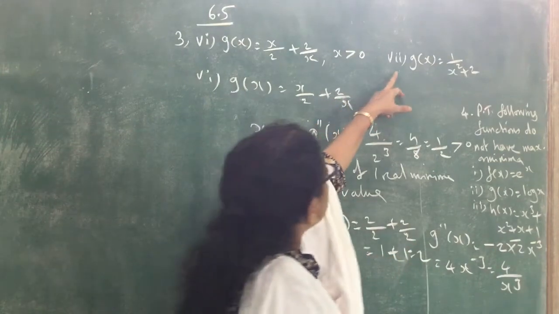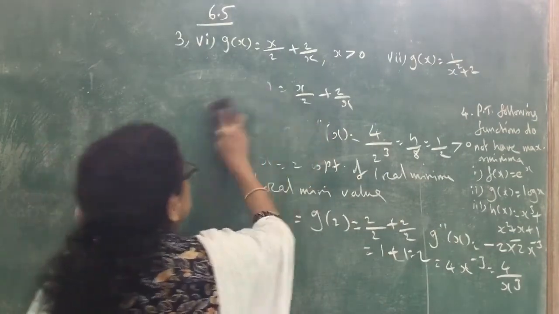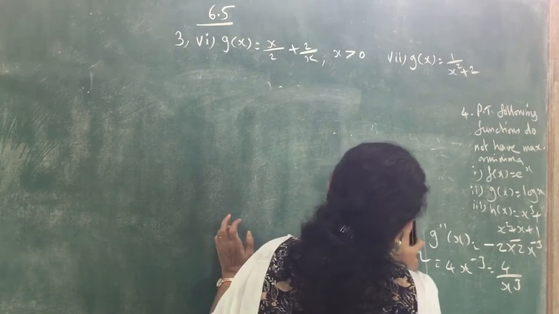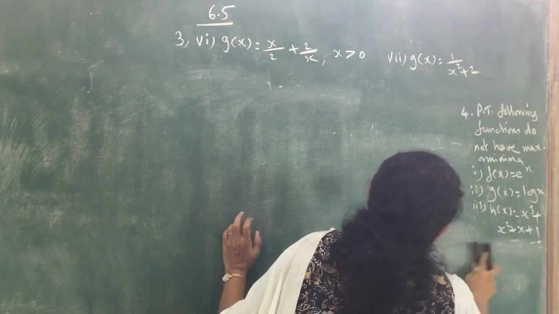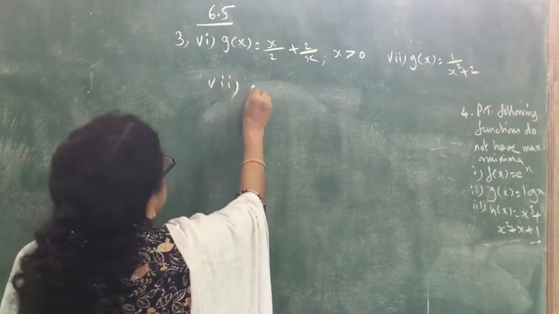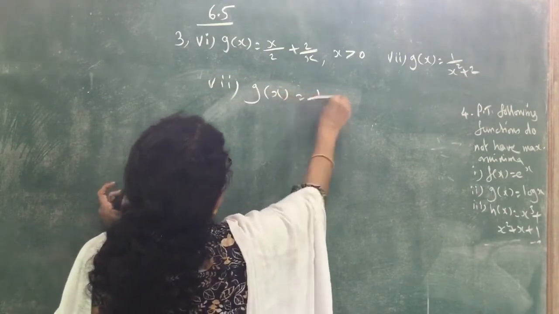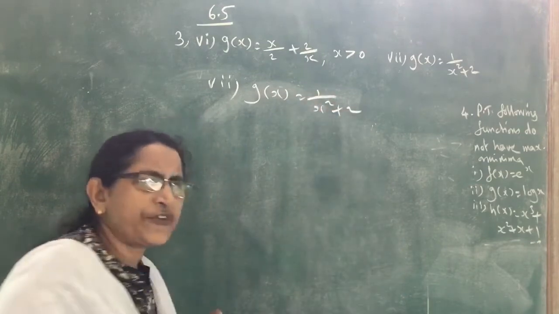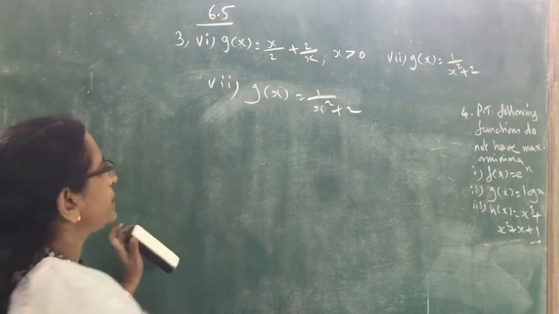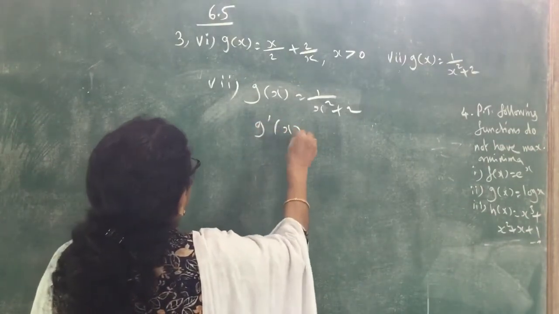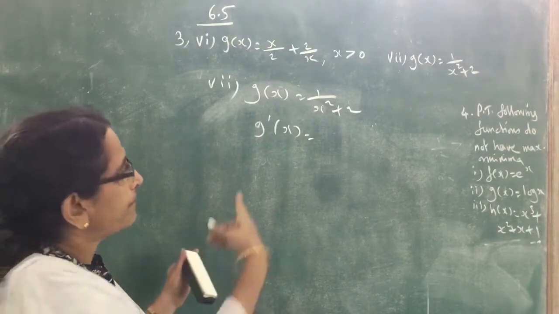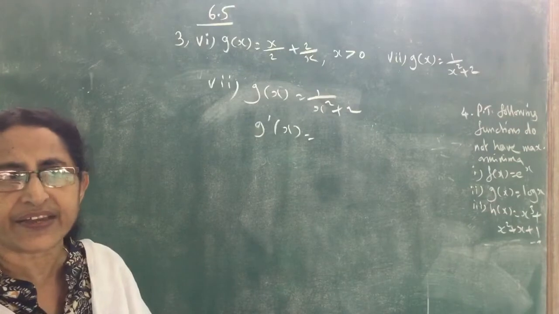Now the 7th one. G of x equals 1 by x square plus 2. We have to find the point of local maxima and local minimum. First we have to find the first derivative, g dash x. We know the derivative of 1 by x is minus 1 by x square. So for 1 by x square plus 2, in the place of x, here it is x square plus 2.